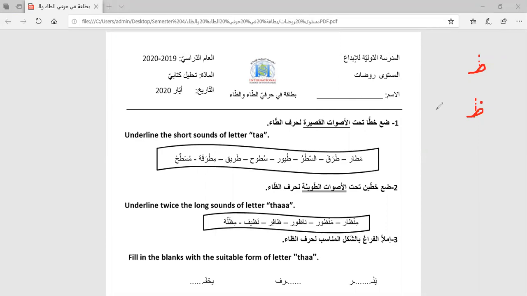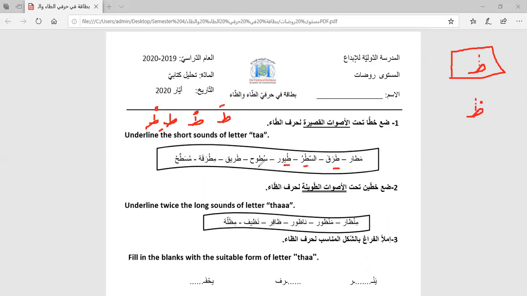Underline the short sounds of letter ta. So here I'm going to see this letter, the short sounds of this letter, okay? Short sound, do we have here a short sound? Here there's a letter ta, but does it have any of the short sounds, ta, to, for example, we have ti and tu. Does it have any of the short sounds here? No, so this is not a short sound of ta, this is a long sound. Here we have ta. Here we have ti. Here we have tu.